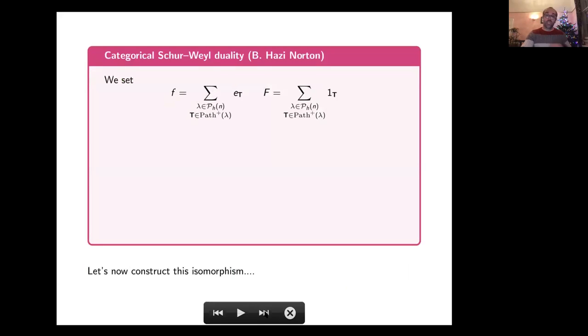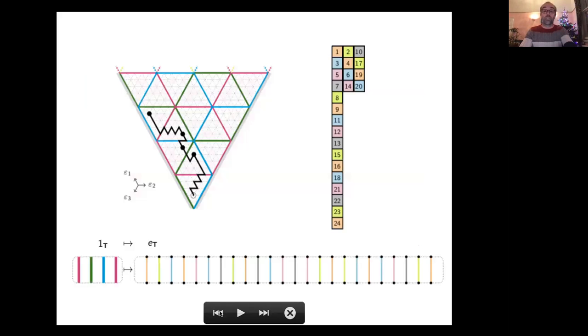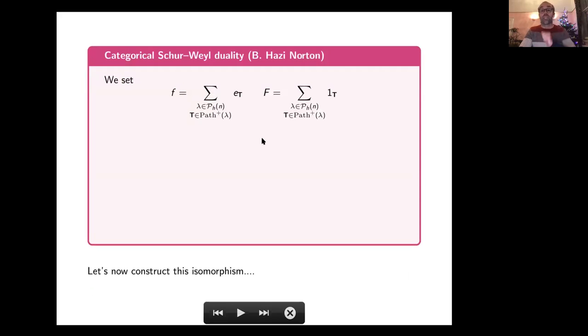Okay, so here's this statement that I said that we wanted to do. What I'm going to do is define idempotents in both algebras, which I've already done. And here I'm just going to sum over all the tableaux from the previous section. And e_T is this one on the right here, and 1_T is this one on the left here. And so that's why f is in the KLR algebra, little f, and capital F is in the Zirkel algebra.